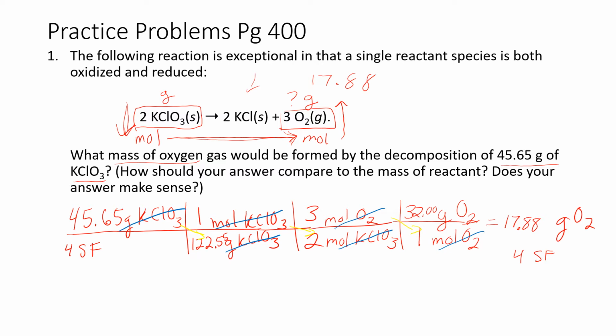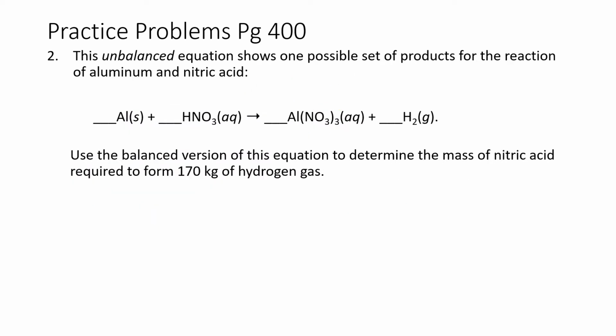So there's our first example. Let's do another one. All right, number 2, it says this unbalanced equation shows one possible set of products for the reaction of aluminum and nitric acid. So first thing we need is to balance it because we can't do a mole ratio with an unbalanced reaction. So let's take a look.